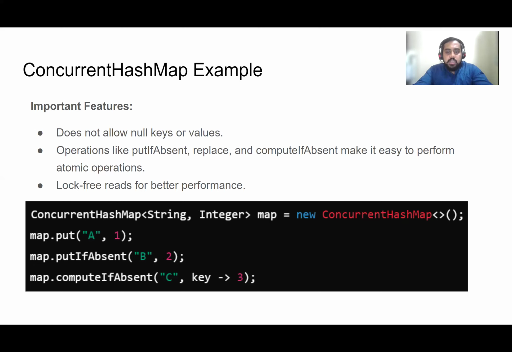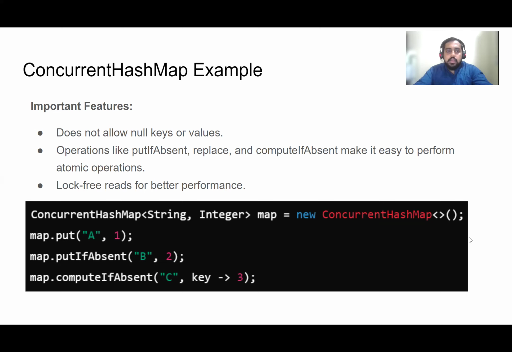Some of the changes are that it does not allow null keys or null values, and operations like putIfAbsent, replace, computeIfAbsent make it easy to perform atomic operations. These are all called atomic operations. We'll talk more on this. It also has lock-free reads for better performance.